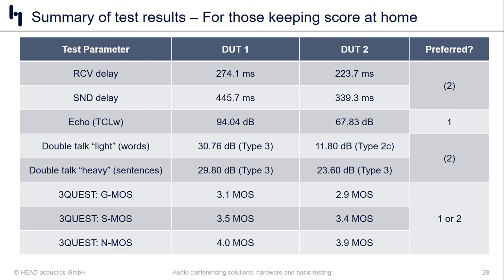Now for Echo, remember we looked at both the single number, TCL, Echo Loss. We looked at the frequency domain and the time domain. In both cases, device one appeared to be the much better device, clearly.